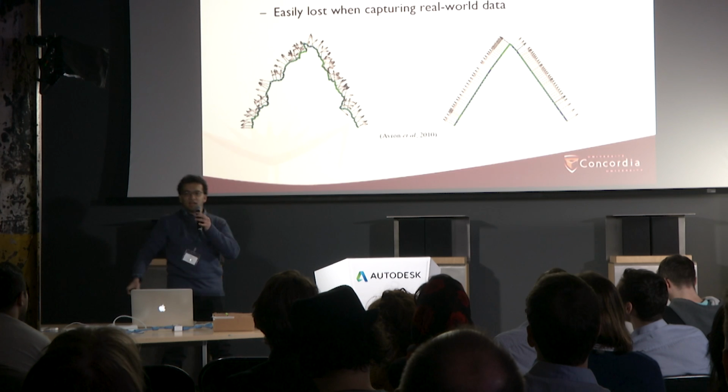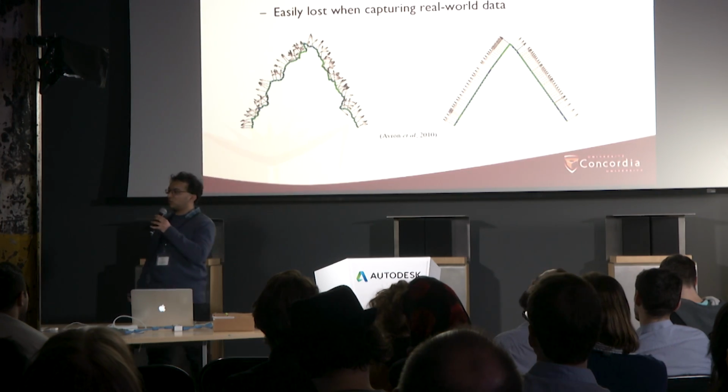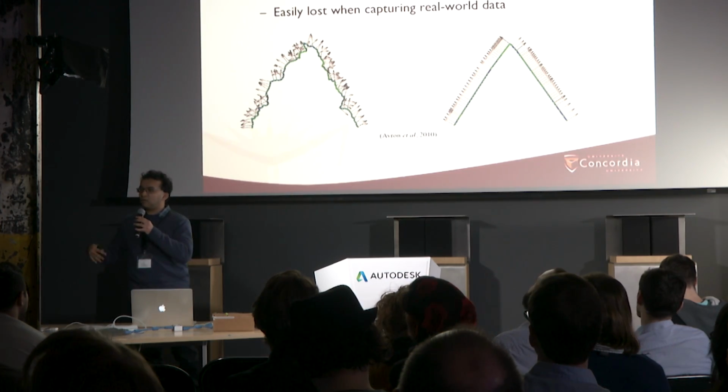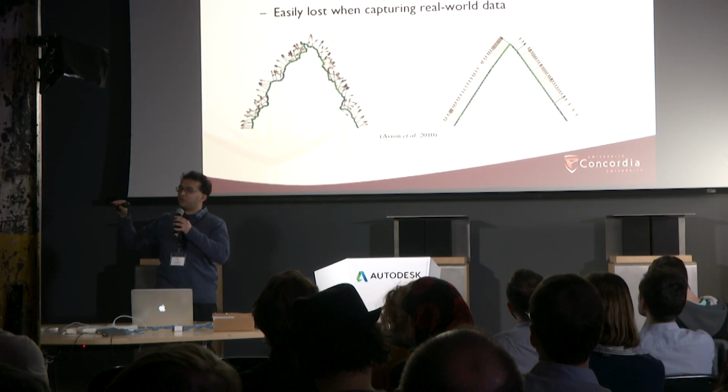Now, sharp features are usually the easiest thing to lose when you're actually scanning something or capturing 3D data through other methods. And that's because they're high frequency data, so it's really easy to lose them when there's a little bit of noise or something. And when you reconstruct them, you could easily lose them again because when you smooth stuff, you also smooth out the sharp features along with the noise.